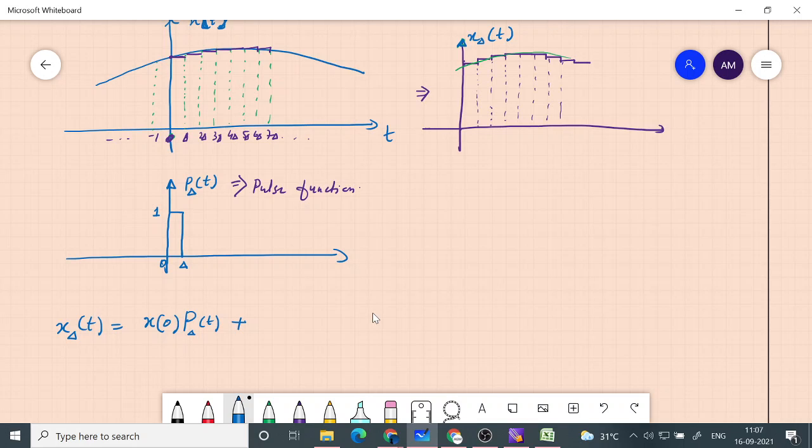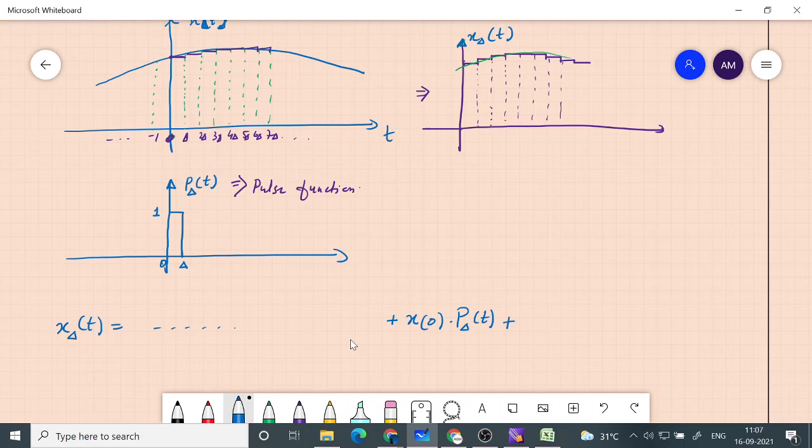So I have some dots also here. Let me just rub this. There are lots of terms here, and then I am picking up one term, which is the central term corresponding to the pulse at t equal to 0. What is the height I should have? Pulse function has a unit height, but I need to change that height to the value of the function, which is given by x of 0. x of 0, I am multiplying it with the p delta of t.